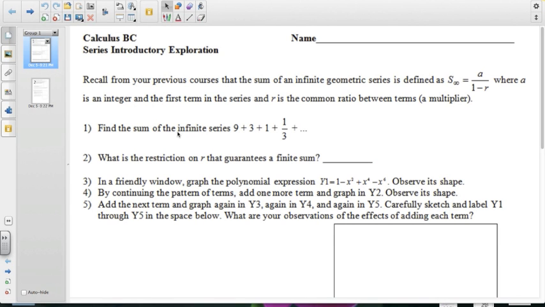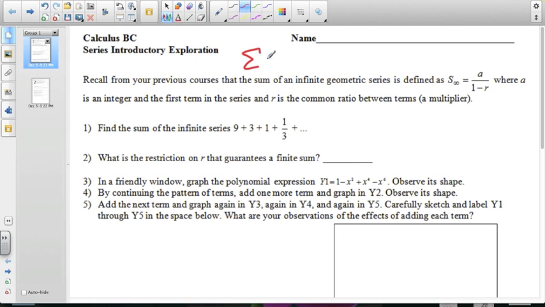This activity is meant to start with a geometric series and see how we can take that geometric series and use it as an expression for a function. And so we start with just a quick review of a geometric series. Remember, a geometric series is where you have a constant times a common ratio to the nth power.